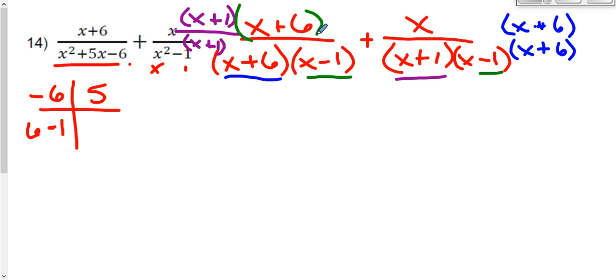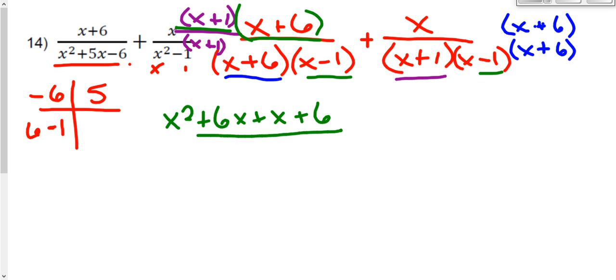So the numerator on the left, I'm going to have to actually multiply together x plus 1 and x plus 6. We're going to have to FOIL that together. I'm going to get x times x, which is x squared, and then x times 6, which is 6x, and then 1 times x, which is x, and then 6 times 1, which is 6. And the denominator is the entire common denominator, x plus 1, x plus 6, and x minus 1.